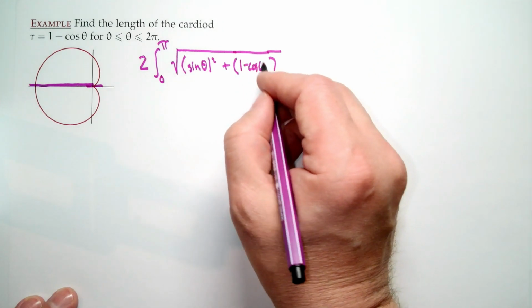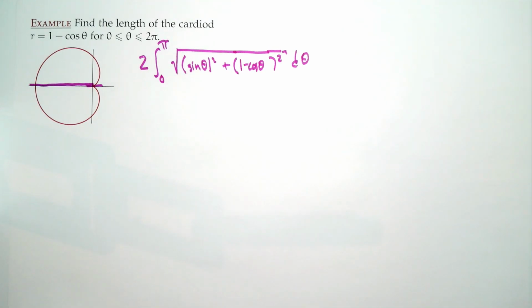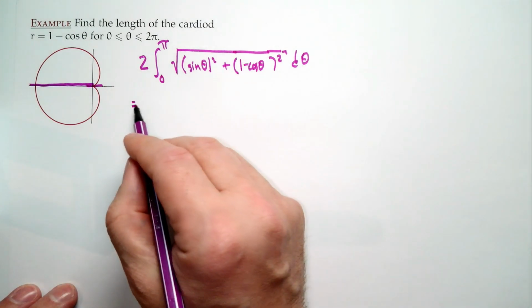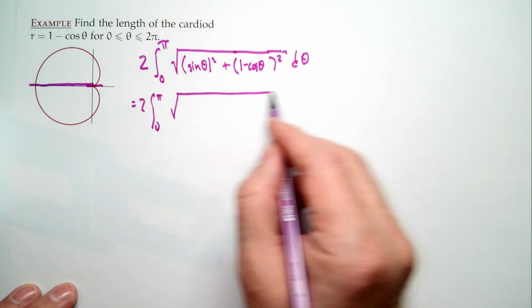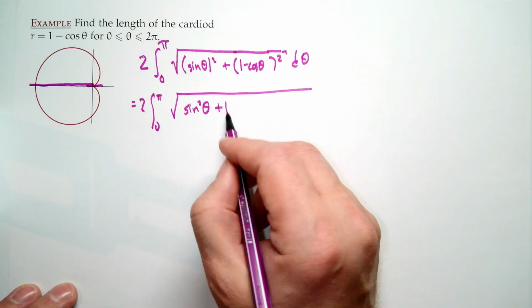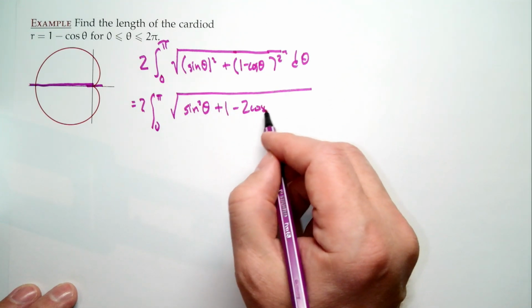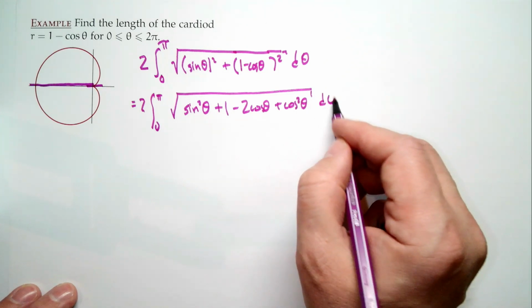The function 1 minus cosine theta, squared, d theta. Okay, well, that's not looking so bad. Okay, well, let's see what that becomes. 0 to pi, and we expand. So that's sine squared theta plus 1 minus 2 cosine theta plus cosine squared theta. What can we do?